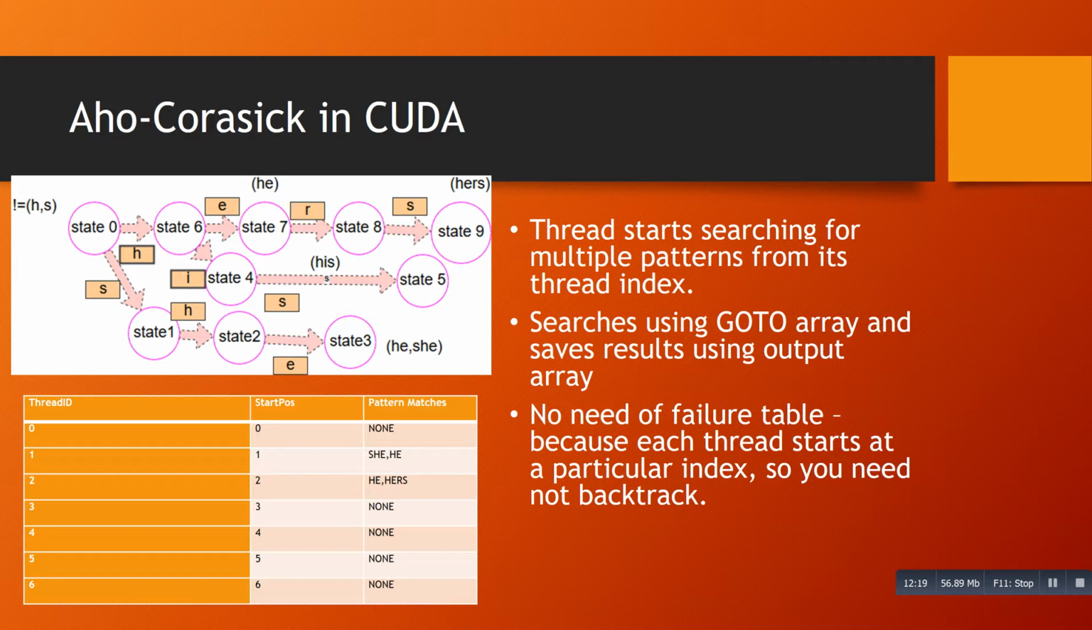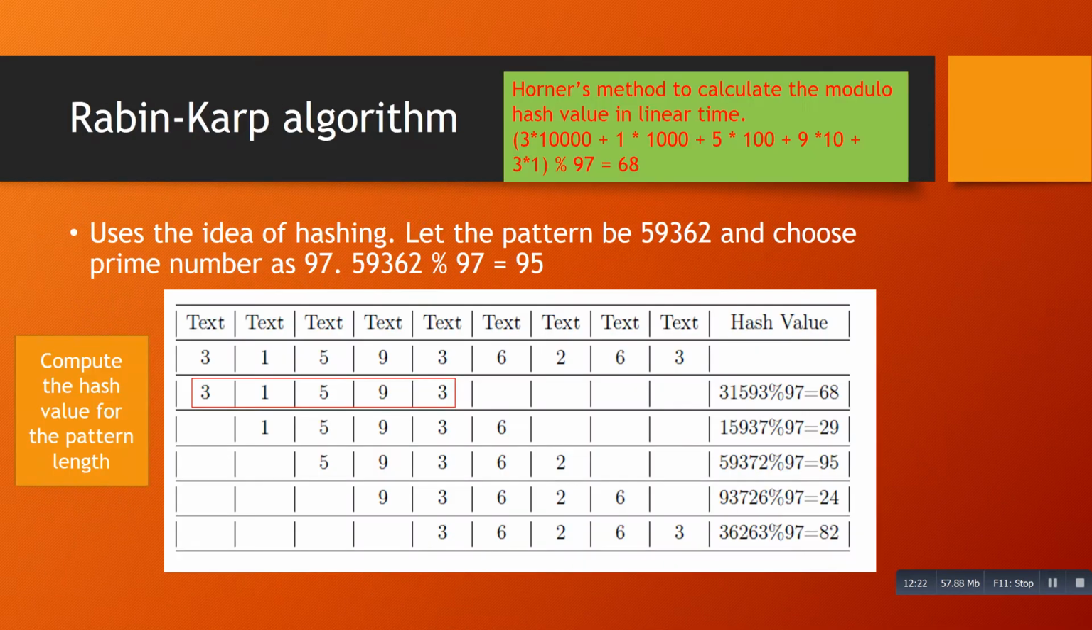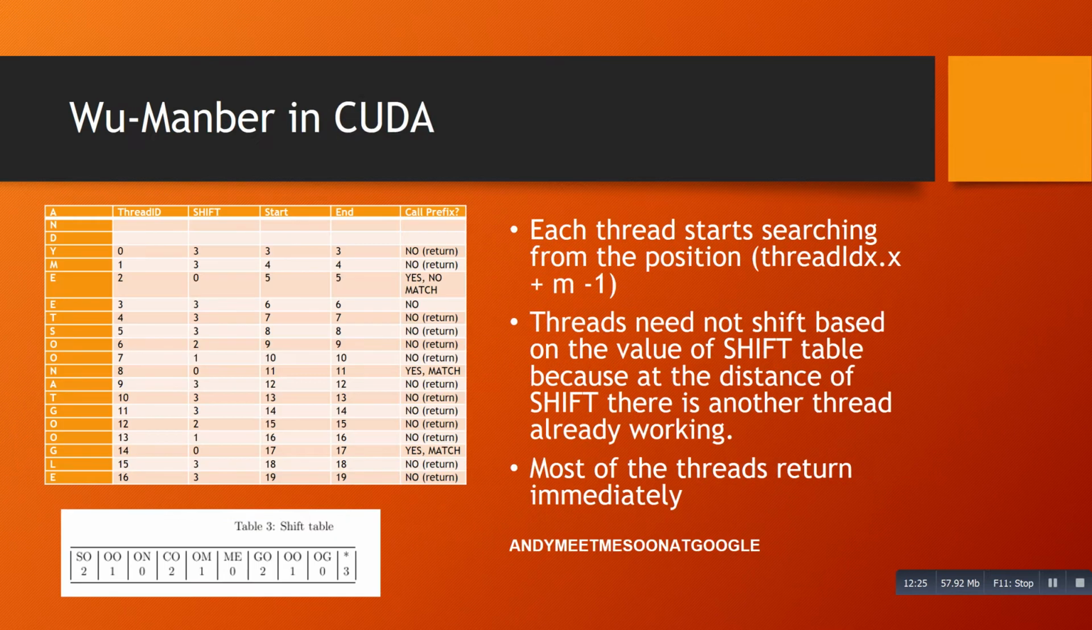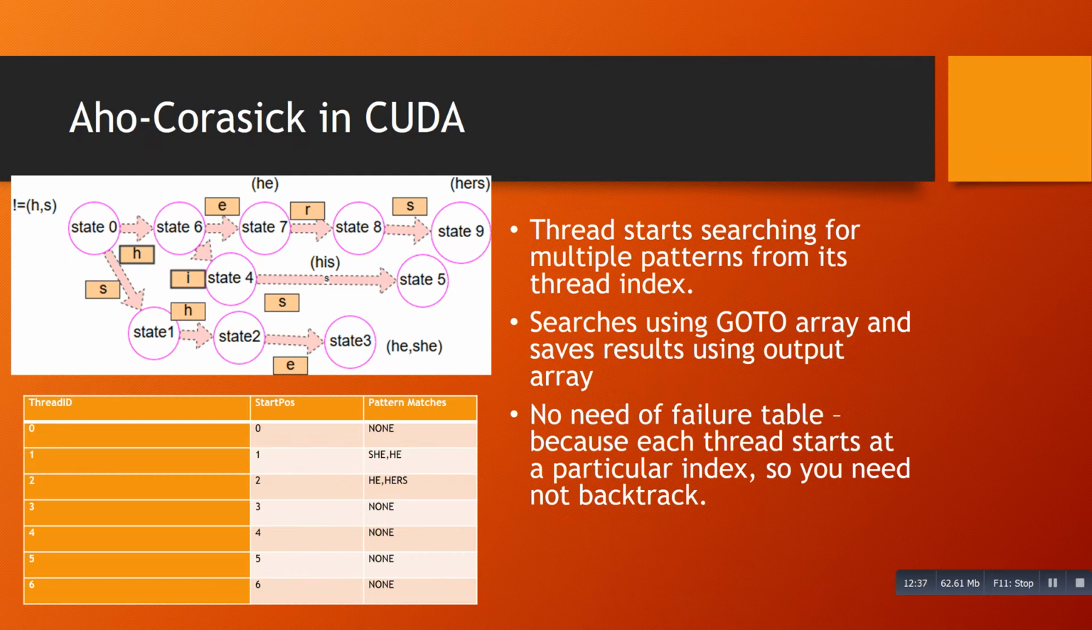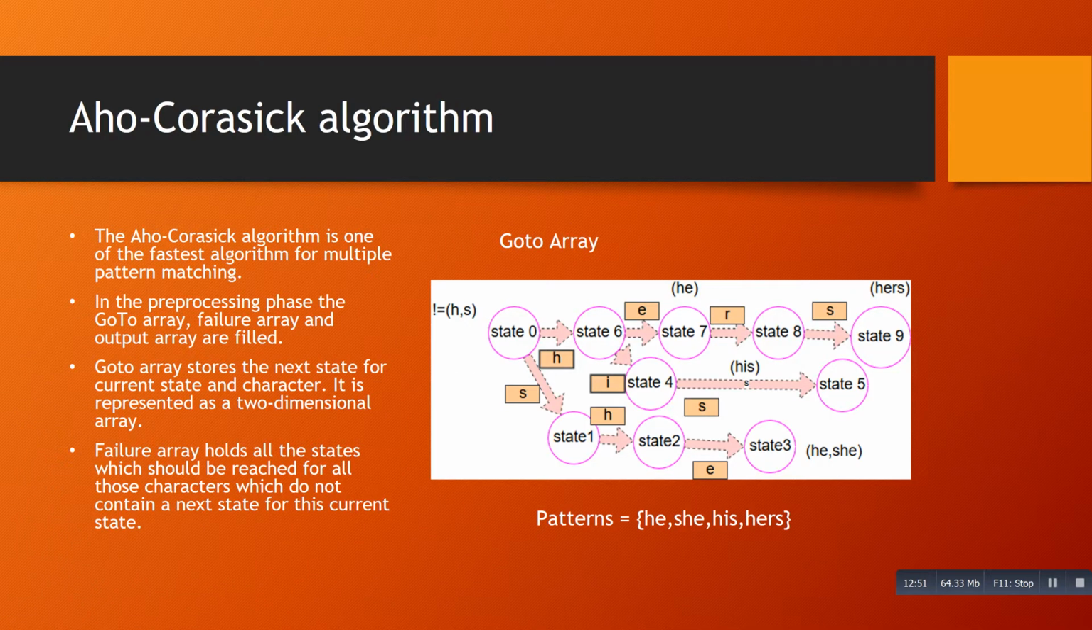So every thread starts from its own thread index. Let's consider this, and see only the first two columns. Every thread starts working from its own thread index, so there is no need for a failure table. As I said, thread ID 0 starts at position 0, thread ID 1 at position 1, thread ID 2 at position 2. So what is a failure table? A failure array holds all the states which should be reached for all those characters that do not contain a next state for the current state.